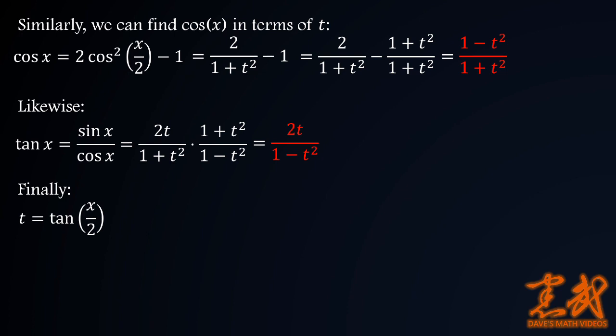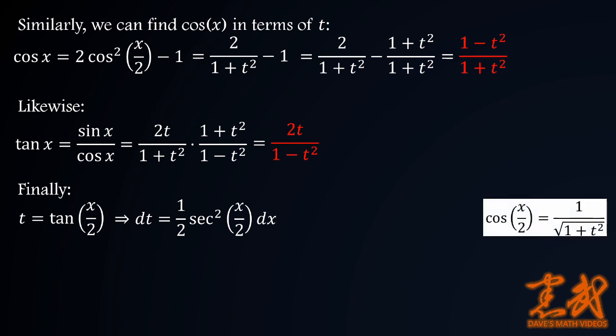And finally, knowing that t is equal to the tangent of x over 2 allows us to back calculate to find dx. Taking the derivative of both sides, we get dt is equal to 1/2 times the secant squared of x over 2 dx. And rearranging this gives us that dt is equal to 1 plus t squared over 2 dx. And finally, that dx is equal to 2 over the quantity 1 plus t squared dt.